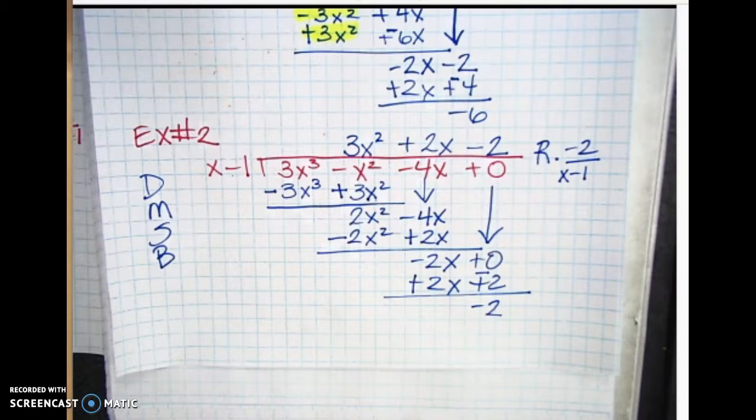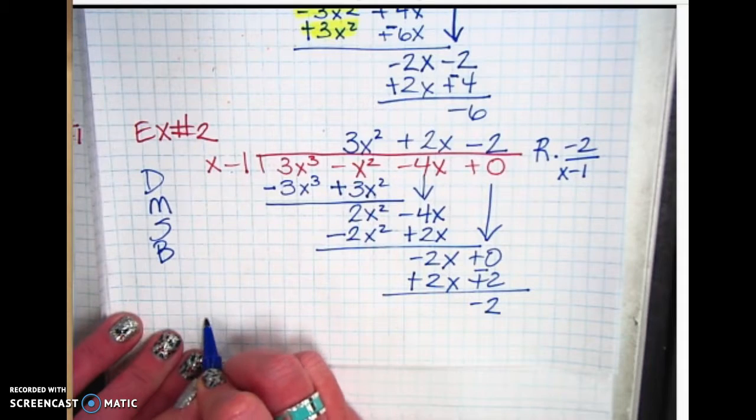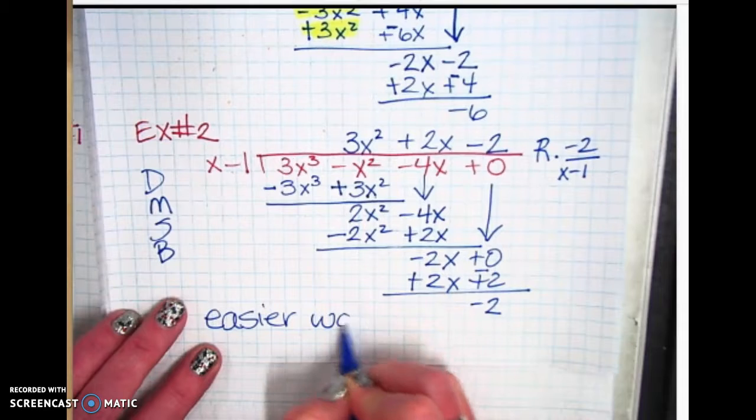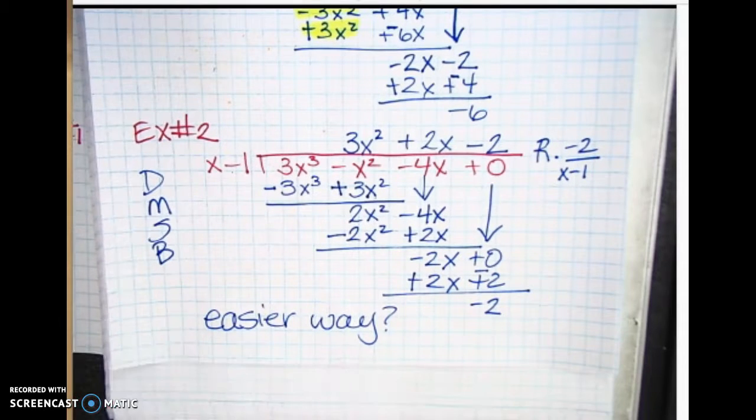Okay? On your assignment, you're going to see 5 of these. And you're going to say, Mrs. Hoban, isn't there an easier way? Please, please tell me there's an easier way, right?